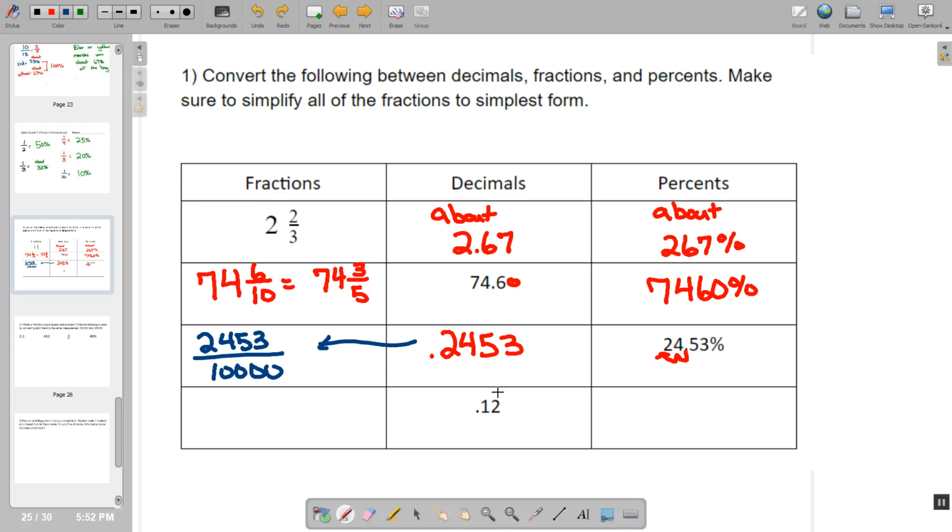The last one is 12 hundredths. Oops, 12 hundredths. We can divide both those by 2 to get 6 50ths. Divide by 2 again to get 3 25ths, or 12%. So that's about as tough as we can get. Those were pretty difficult, but we can't get any harder than that.